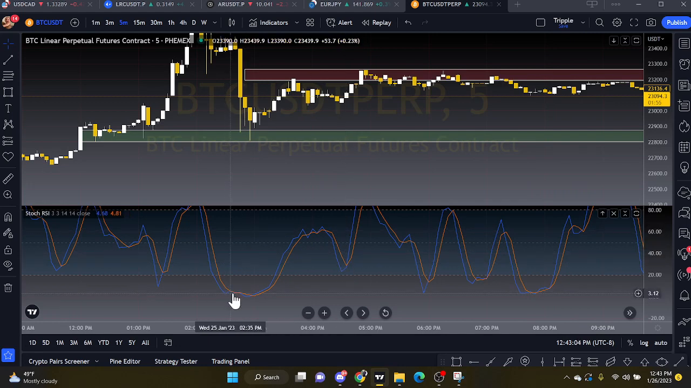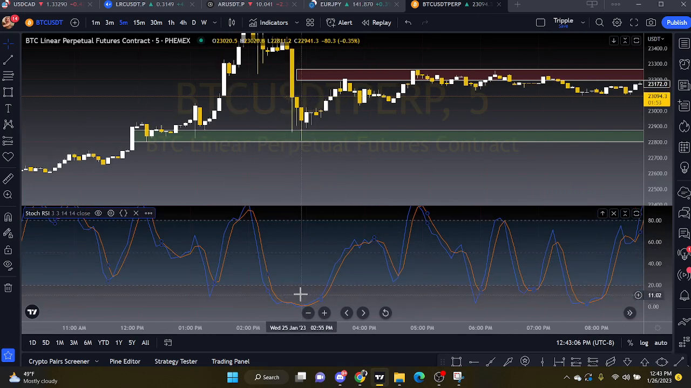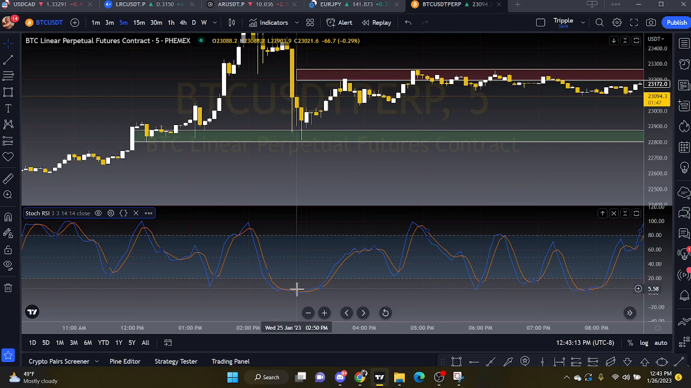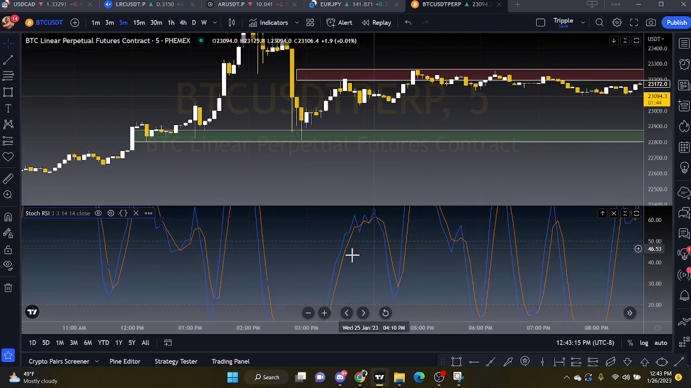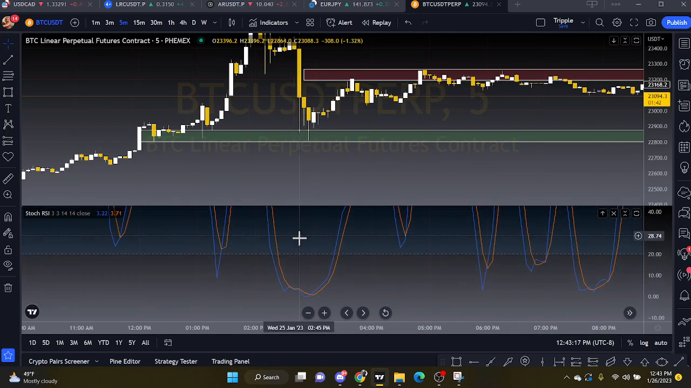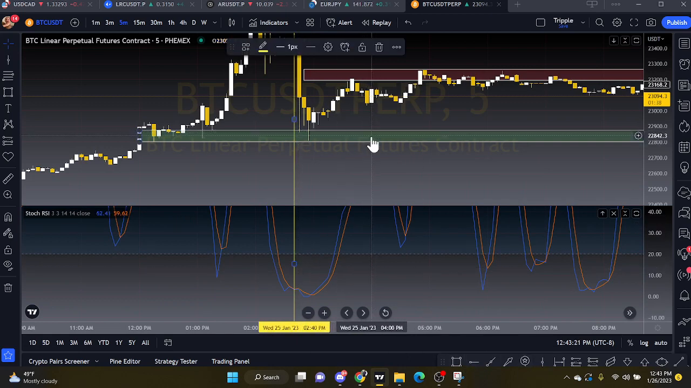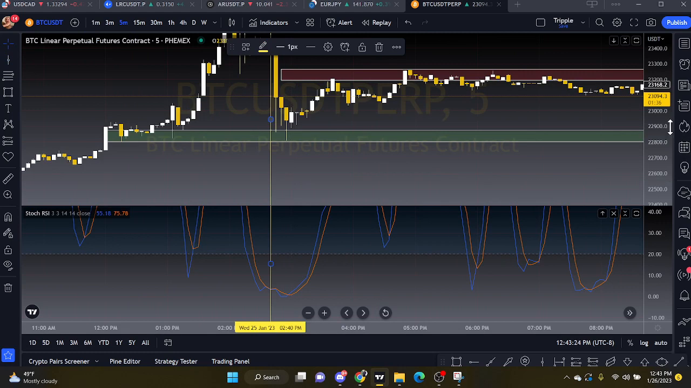All right, so right here is your perfect entry, right? You have it in your oversold area, right? Which is ideally what you want for your longs. You want to get them in a nice oversold area. Now let me see if I can pinpoint exactly where the crossing happened right there. This one right here. So, okay, this one.